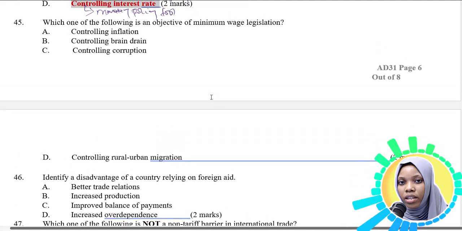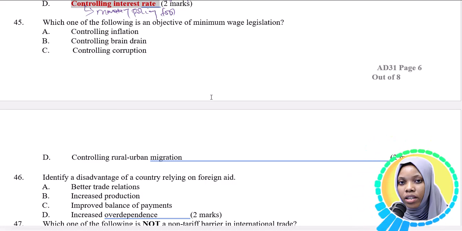Question number 45, very fast. It reads, which one of the following is an objective of minimum wage legislation? Choice A is controlling inflation. Choice B, controlling brain drain. Choice C, controlling corruption. Choice D, controlling rural-urban migration.